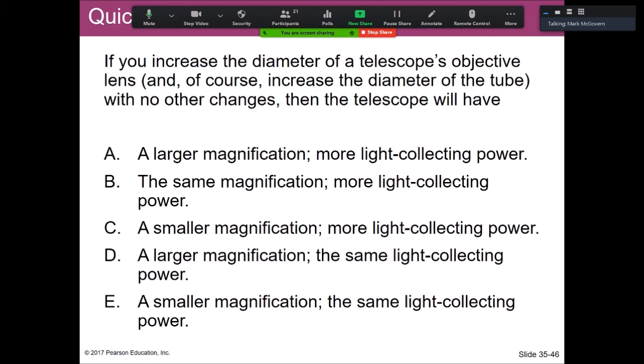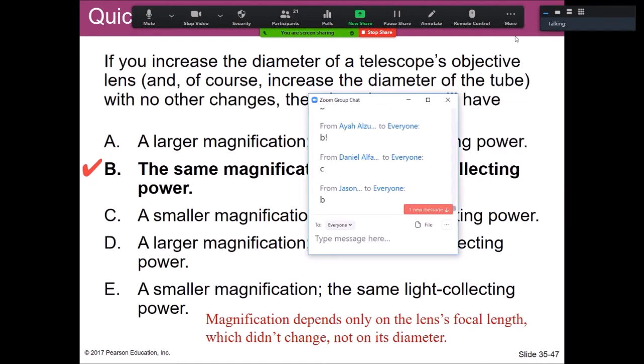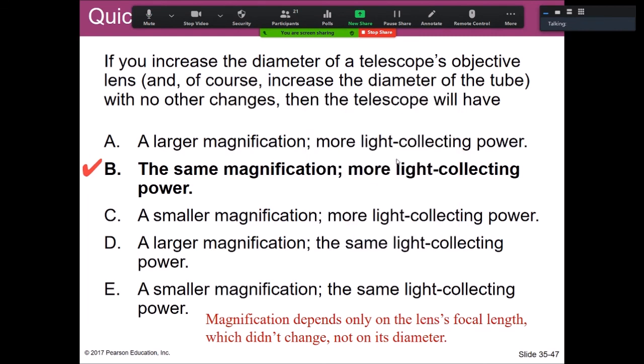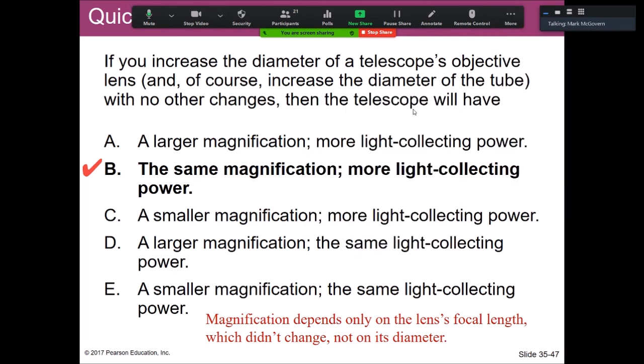So what are we doing here? Increase the diameter of a telescope's objective, with no other changes. All right. What do you think's going to happen here? I like B a lot. It is B. Because magnification does not depend on the diameter of the objective. It depends on focal lengths. It depends on how your lenses are.